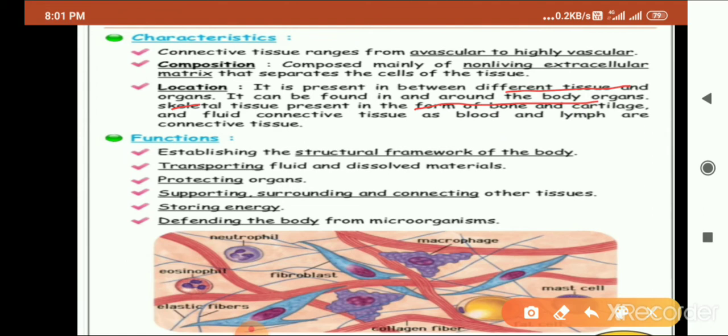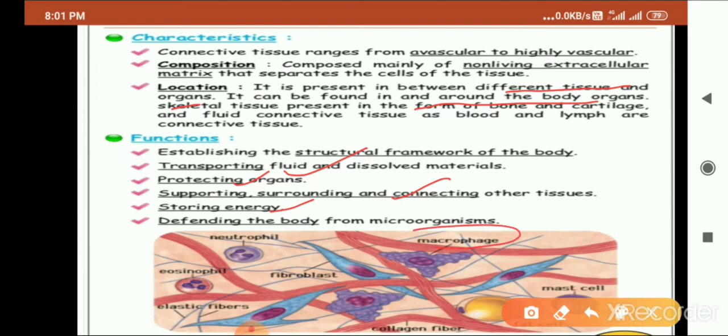Now, what are the functions of this connective tissue? It helps in establishing the structural framework, helps in transporting the substances like fluid and dissolved substances, glucose, which are transported with the help of blood. It helps in protection and support, and it helps in storing energy and in defending the body from various microorganisms.